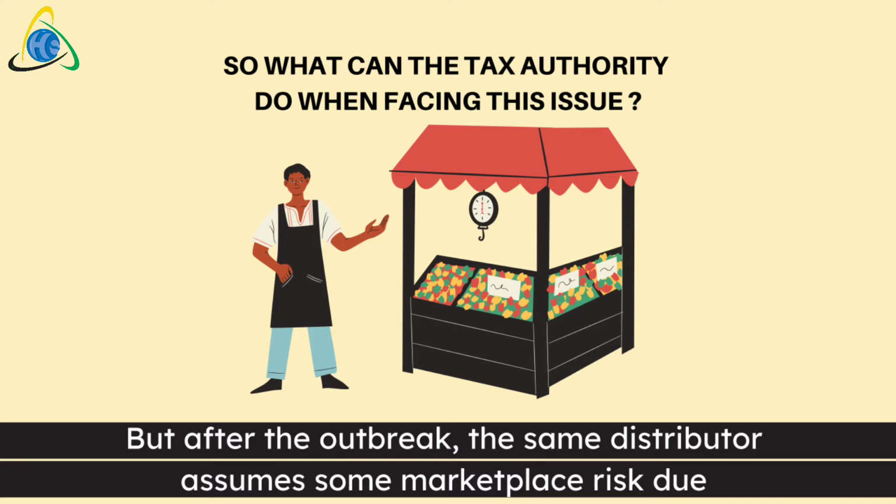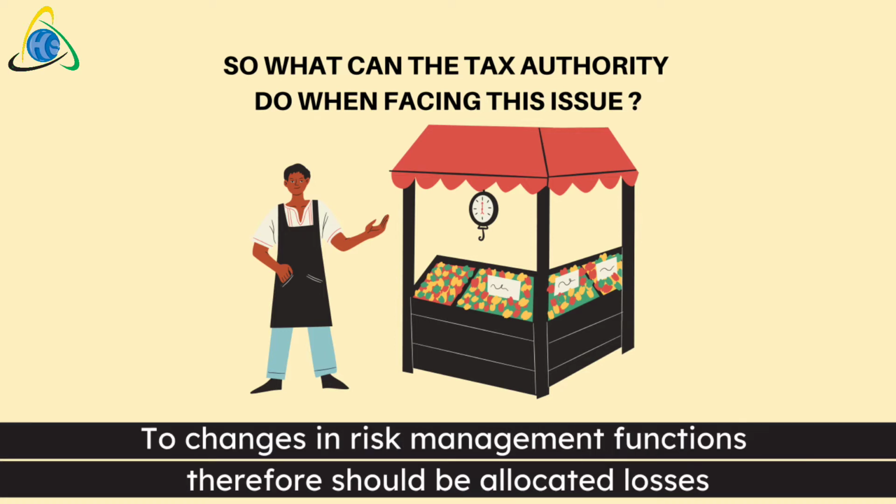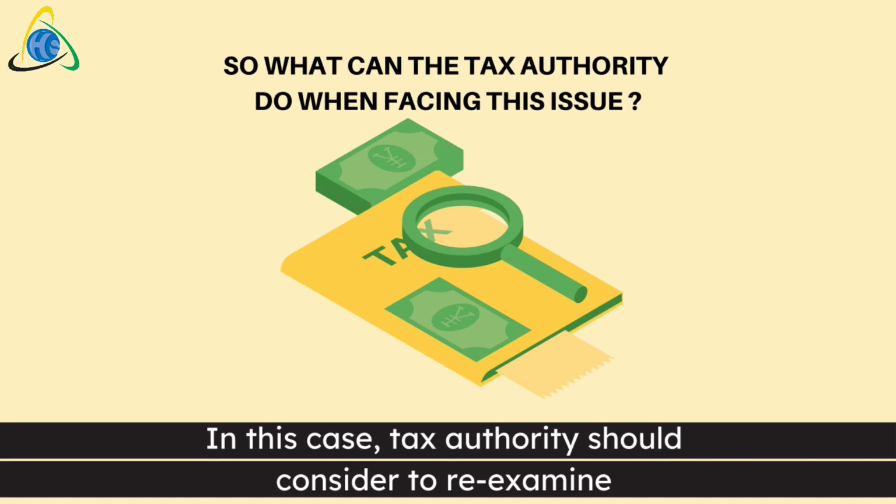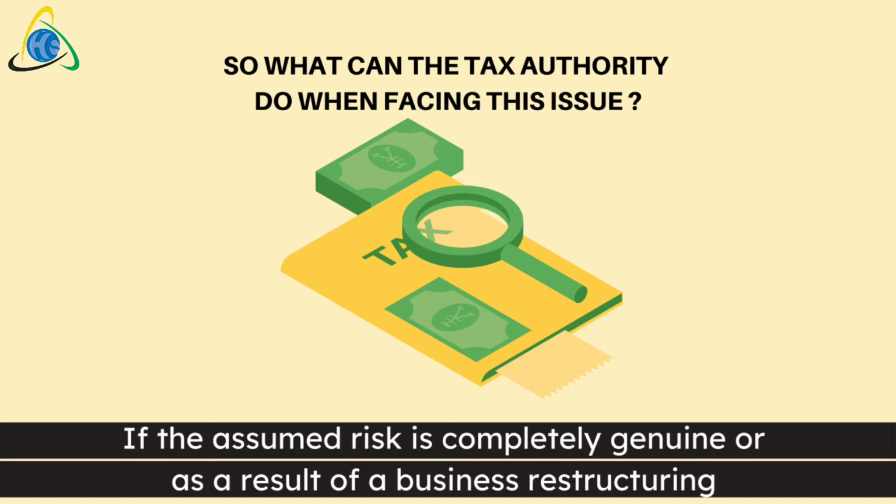But after the outbreak, the same distributor assumes some marketplace risk due to changes in risk management functions, therefore should be allocated losses. In this case, tax authorities should consider re-examining whether the assumed risk is completely genuine or a result of business restructuring.